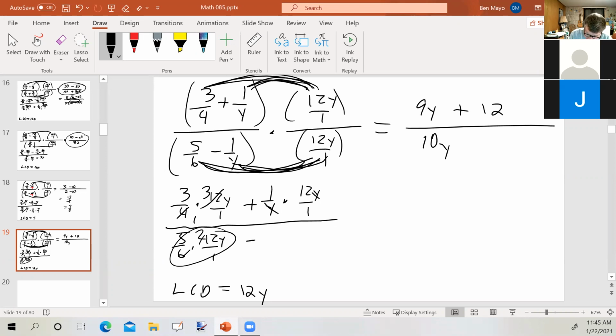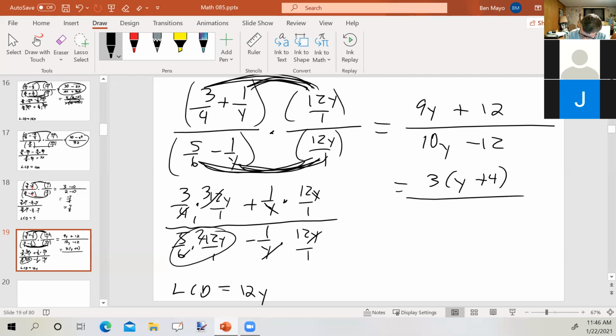I guess. And then minus 1 over y times 12y over 1. The y's go and we get minus 12. So we've got 9y plus 12 over 10y minus 12. Okay. Now, in the numerator, I could factor out a 3 and get y plus 4.